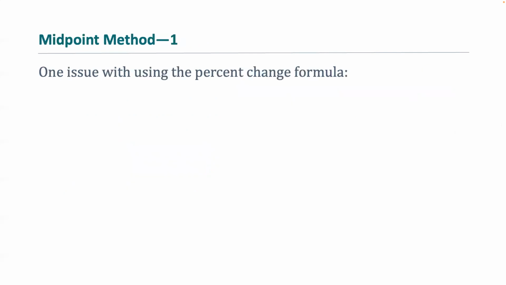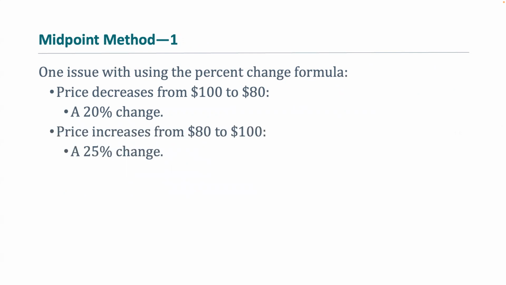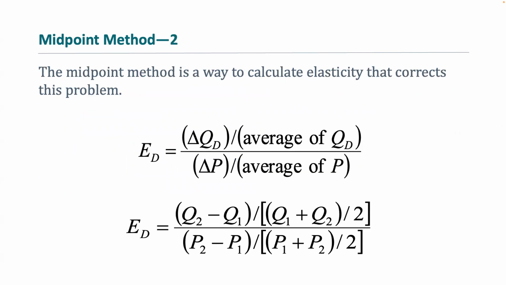There is one issue with our percent change formula. A price decrease from $100 to $80 is a 20% change, but a price increase from $80 to $100 would be a 25% change. This would give us different answers in calculating our elasticity. Because of that, the midpoint method is a pretty popular way to calculate elasticity that corrects this problem. So in this particular equation, we're taking a look at elasticity of demand as the change in quantity demanded divided by the average of quantity demanded, divided by the change in price divided by the average of the price.